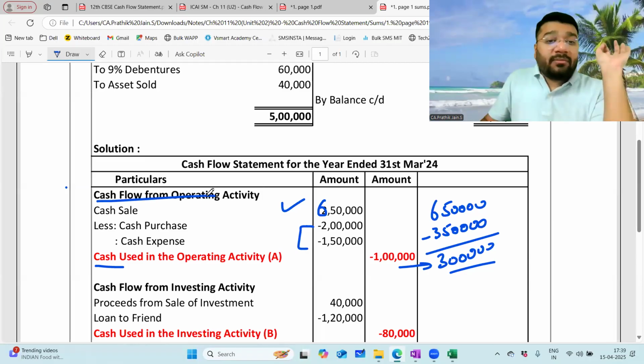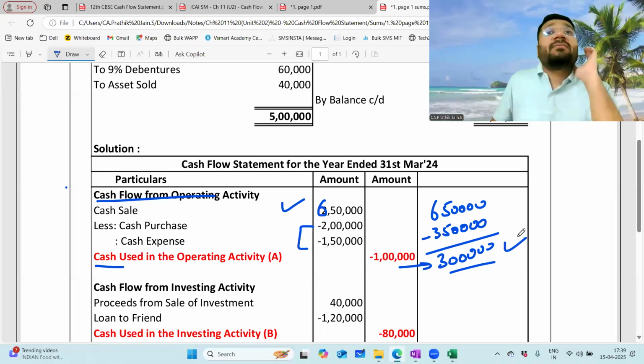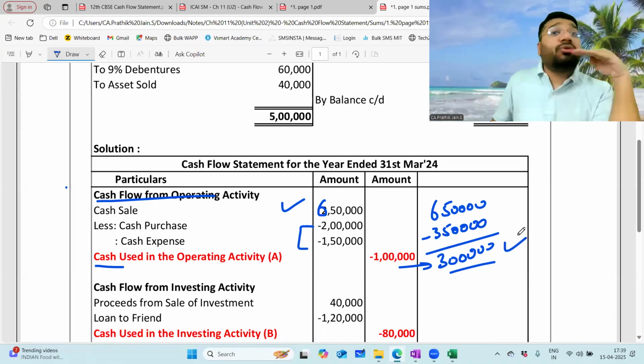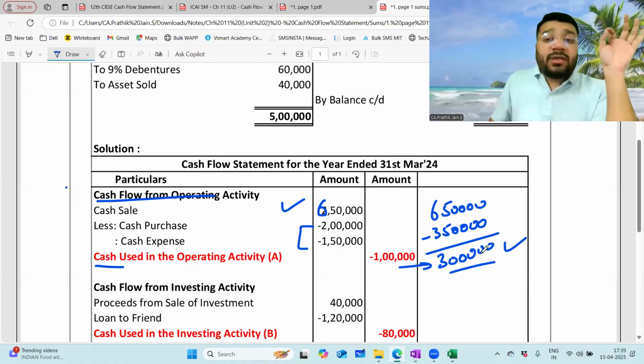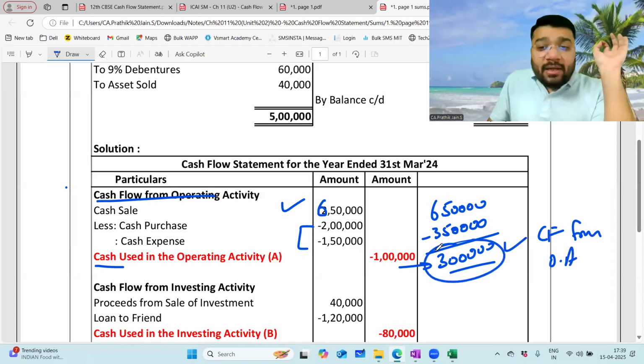This is now segment 1, correct? In segment 1, I calculated net profit before tax and extraordinary item and got 3 lakh rupees, and I don't have anything in segments 2, 3, 4, 5. So this 3 lakh rupees is called cash flow from operating activity. What does this 3 lakh mean?